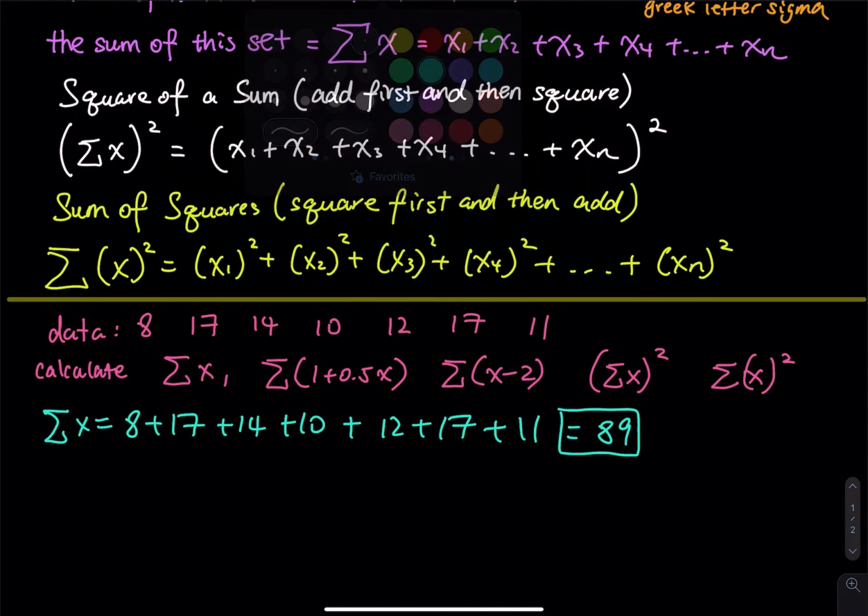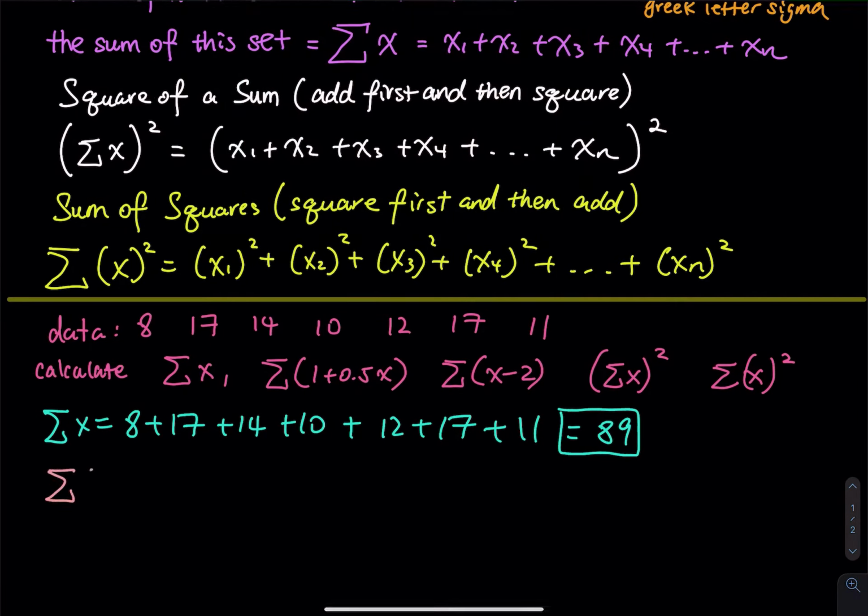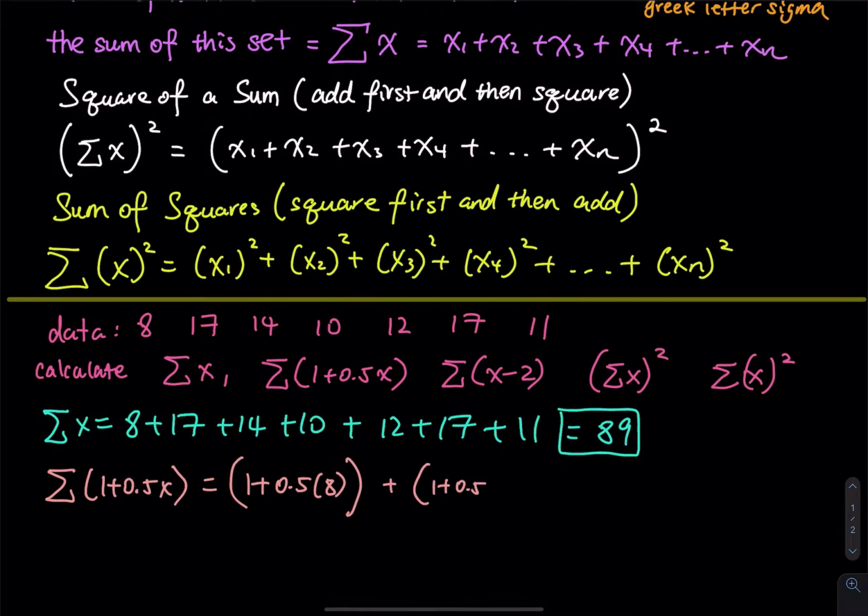So let me use a different color to divide this up. So the next one is the sum of 1 plus 0.5x. So what that means is for the first number 8, you have to do 1 plus 0.5 times 8. And then this is the first number. And then for the second number, you plug it into x. So 1 plus 0.5 times 17. So that means you take a number and then divide that by 2 and then you add 1 to it.